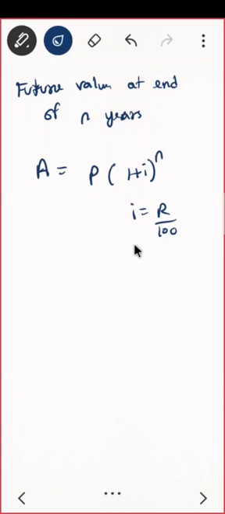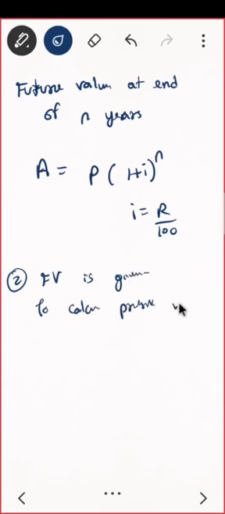Now in some questions they may be asking you, future value is given to you, can you calculate present value? That means FV is given, to calculate present value. Okay, so the formula for that would be same thing. Present value will be your amount upon (1 plus I) raised to n. That is the present value. Okay, let us see some examples on these two things.